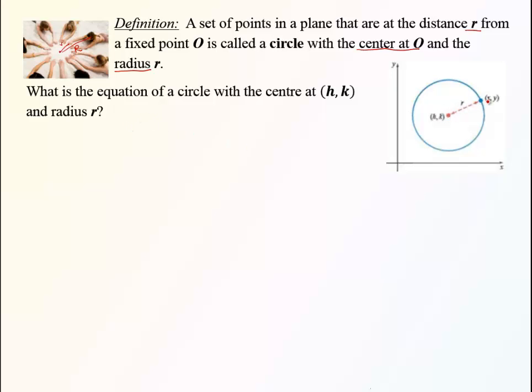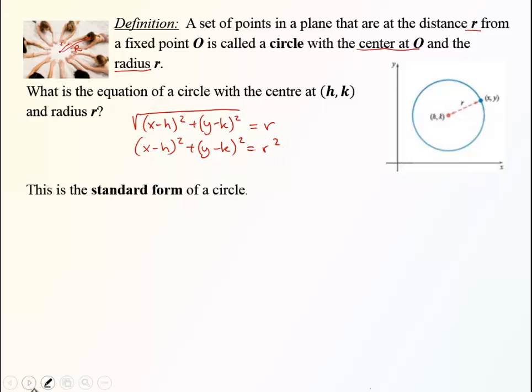So what's the distance between (h, k) and (x, y)? Well, this is the square root of (x minus h) squared plus (y minus k) squared, and it's equal to r. If we don't like to have the square root, we can square both sides and we end up with (x minus h) squared plus (y minus k) squared equals r squared. And this equation will be our standard form of an equation of a circle.